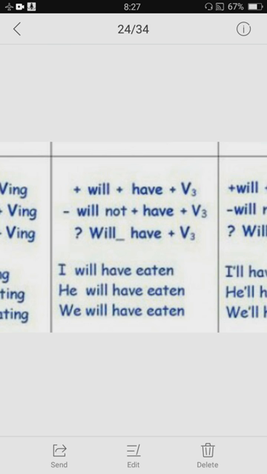And remember I told you with perfect tense we use verb in third form. I will have eaten, he will have eaten, we will have eaten. So subject plus will have plus verb third form. This is the structure of the sentences in future perfect tense. Negative, I will not have eaten, not will be placed between will and have. I will not have eaten, he will not have eaten. This way we make the future perfect tense.